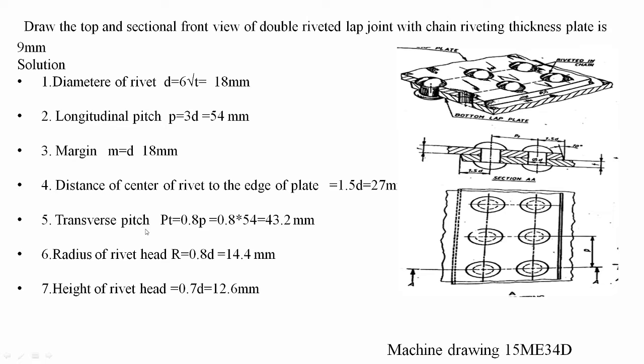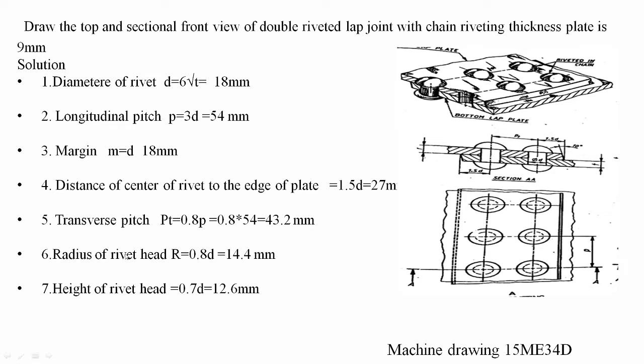Similarly, the transverse pitch PT for chain riveting is given by the formula 0.8 times the pitch. If you substitute the pitch as 54 millimeter, we get 43.2 millimeter. You can see this PT here. This is the distance between the two rivets here. This is PT, 43.2 millimeter.